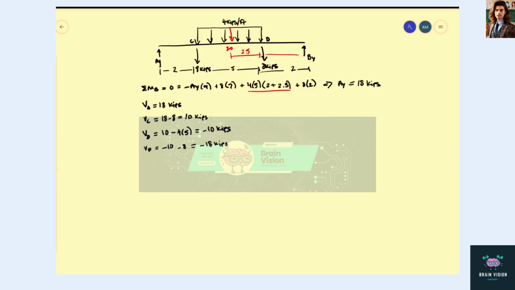So now we can look at the bending moment, and our bending moment at A is going to be 0 and increase linearly to point C. So at point C, we have 0 plus 18 times 2, which is 36.